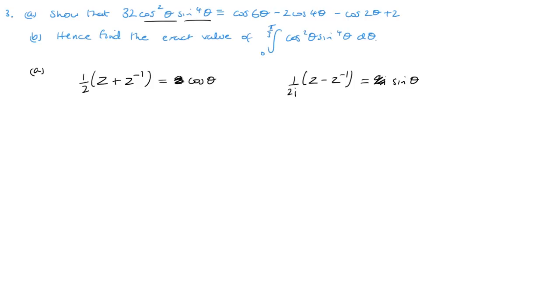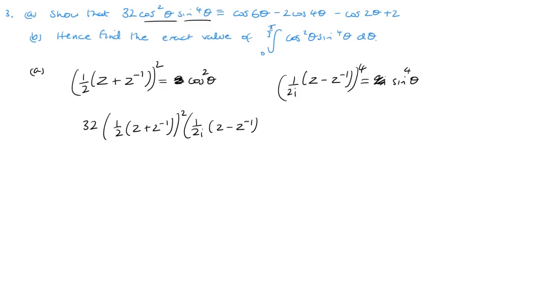Now I want to create what I've got up here. So this is cos squared, so this is squared. And this is sine to the power 4, so this is to the power 4. So what I've got here is 32 times a half z plus z to the minus 1 squared, and 1 over 2i z minus z to the minus 1 to the power 4.